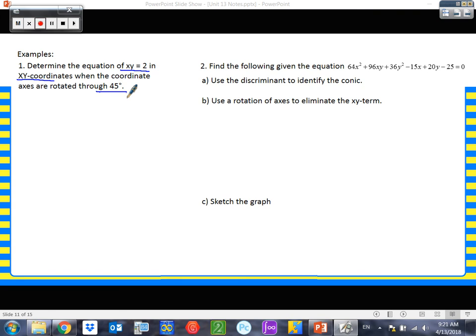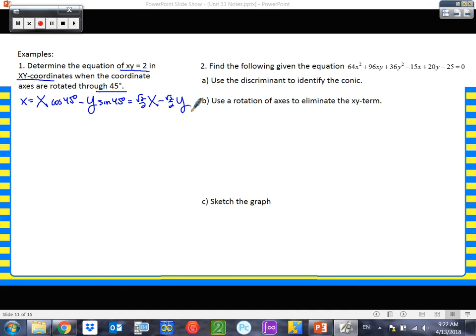So we have little x equals big X cosine of 45 degrees minus big Y sine of 45 degrees. This is the equation that we're going to use to substitute in for all little x's that we find. So let's clean this up. We'll use the unit circle values. We'll find that little x equals root 2 over 2 big X minus root 2 over 2 big Y.